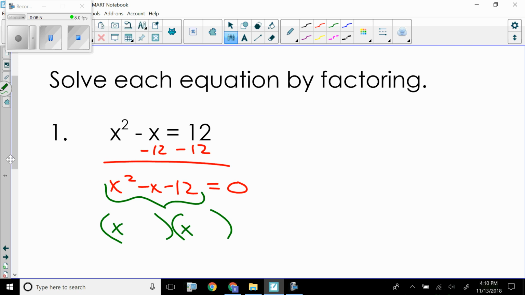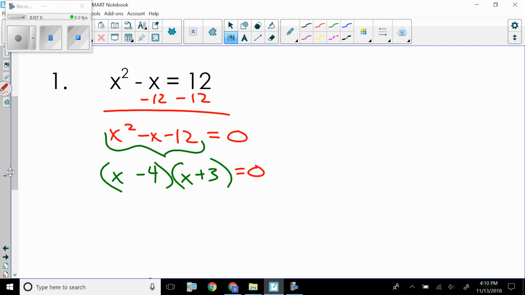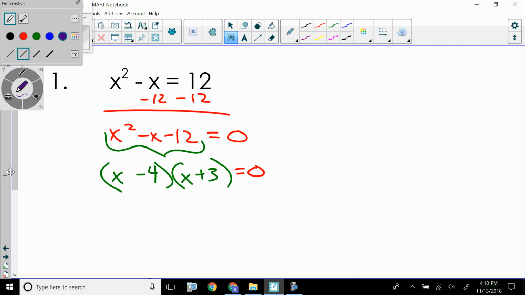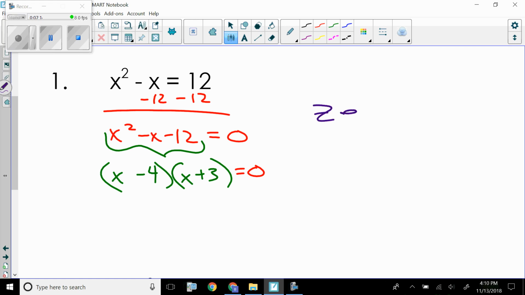We got x and x. Factors of 12 that subtract to give me 1. Well, that's 4 and 3. The 4 has to be negative, 3 has to be positive. And now this is where we use the zero product property.